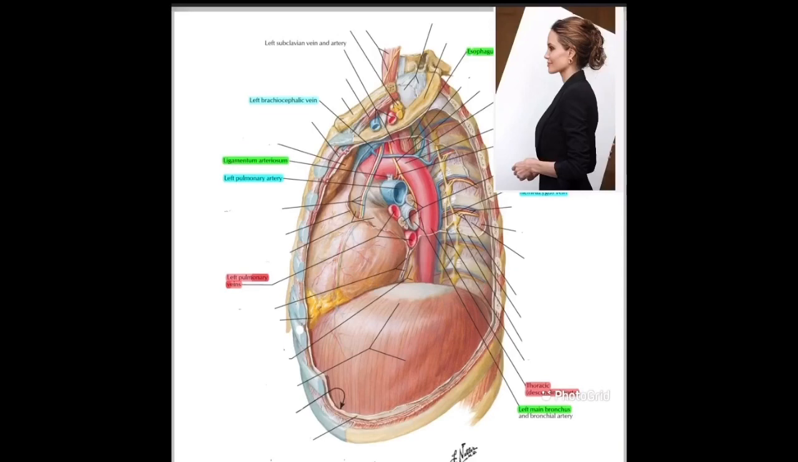I haven't forgotten the boys who are viewing this video. So I have a beautiful woman over here, Angelina Jolie, who's facing anteriorly. This is her anterior side, and this basically is her posterior side.